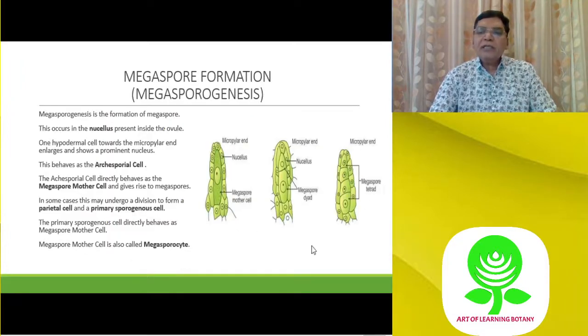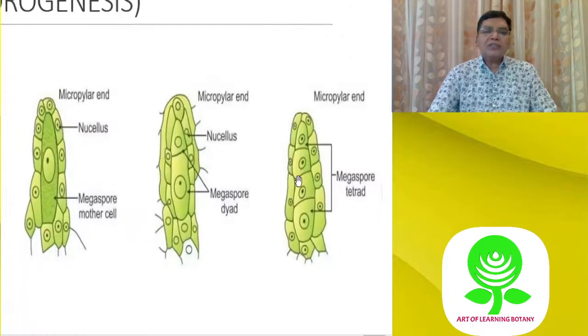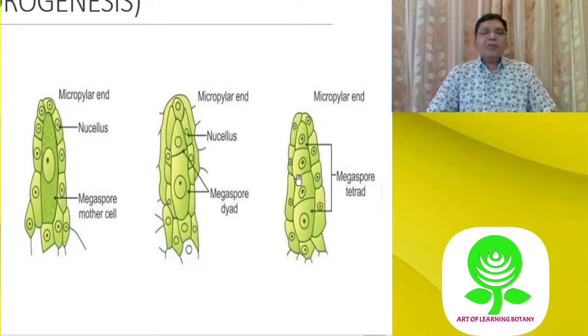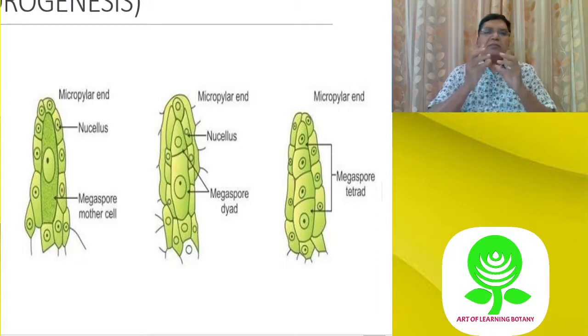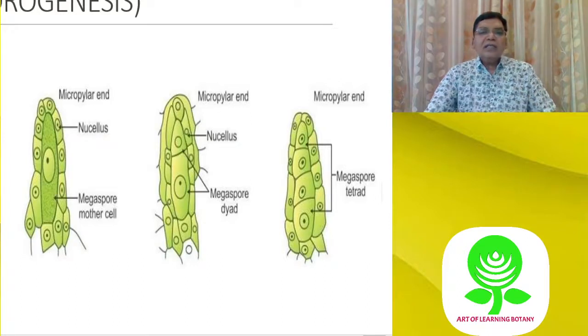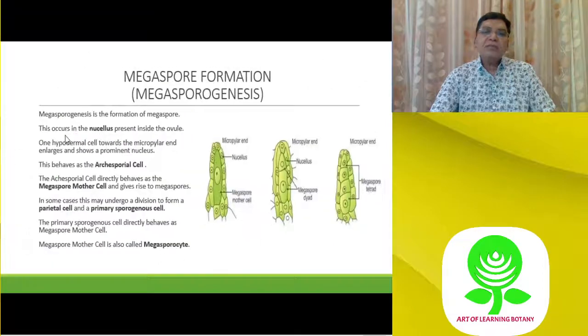Now the megaspore develops from the nucellus. The nucellus is the tissue from where the megaspore will come out. One cell of the nucellus enlarges, its nucleus becomes prominent, it develops some vacuoles, and it is called the archesporial cell. It directly functions as the megaspore mother cell. You see this one, this is nucellus tissue and this is the enlarged archesporial cell functioning as the megaspore mother cell, which is the megasporocyte.